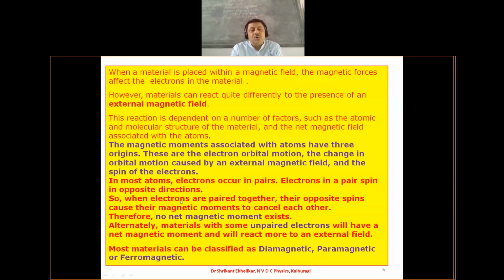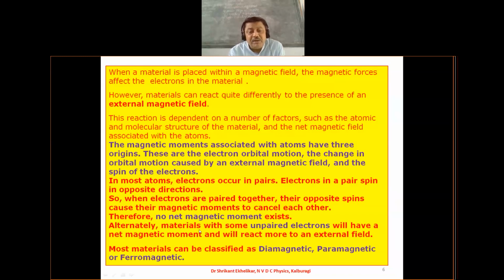When electrons are paired, their opposite spins cancel their magnetic moments. So the net magnetic moment will be zero. For atoms where all the electrons are paired, one spin will be up and another down, so the spins cancel each other. Therefore, there is no net magnetic moment.